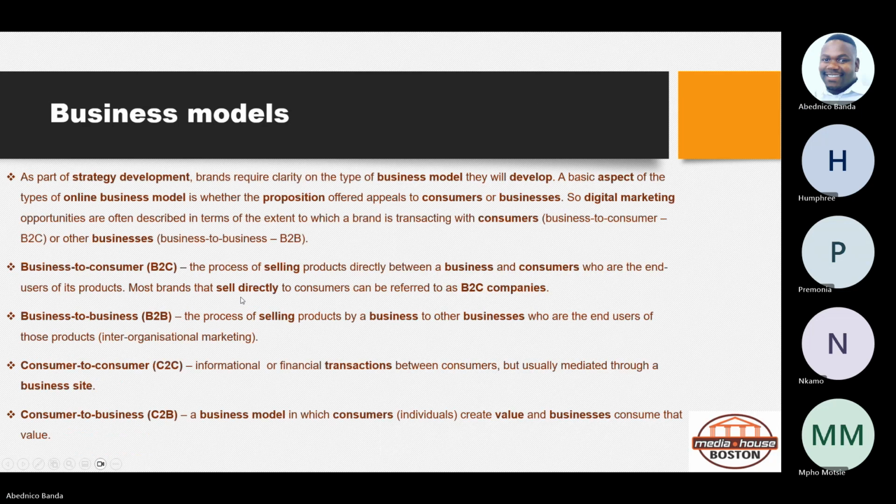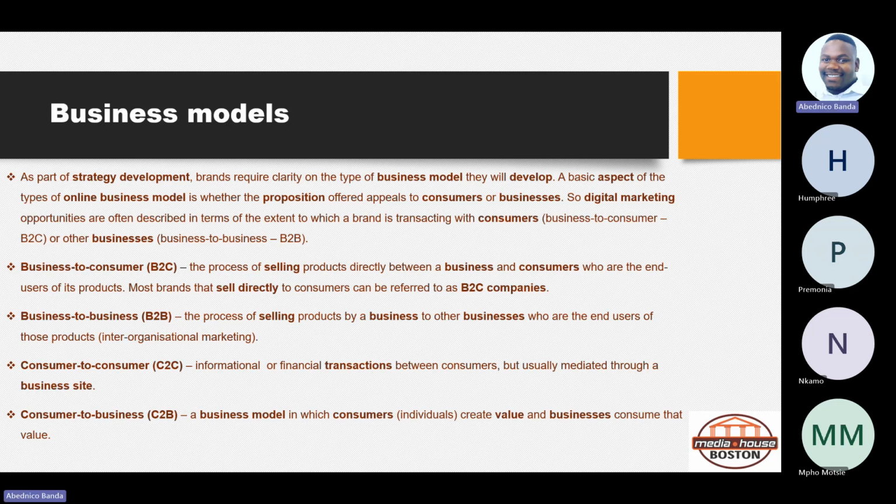All right. As part of strategy development, brands require clarity on the type of business model they will develop. A basic aspect of the types of online business models is whether the proposition offered appeals to consumers or businesses. So, digital marketing opportunities are often described in terms of the extent to which a brand is transacting with consumers, which is business to consumer, or other businesses, which is business to business.